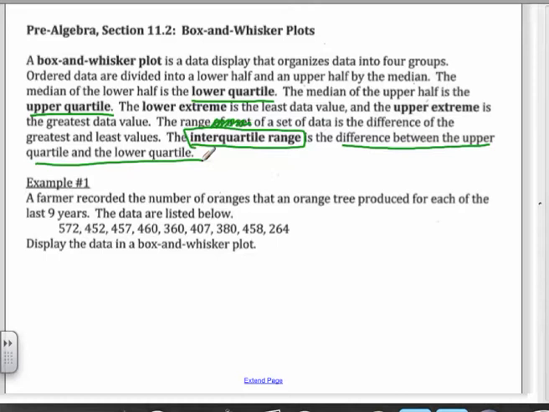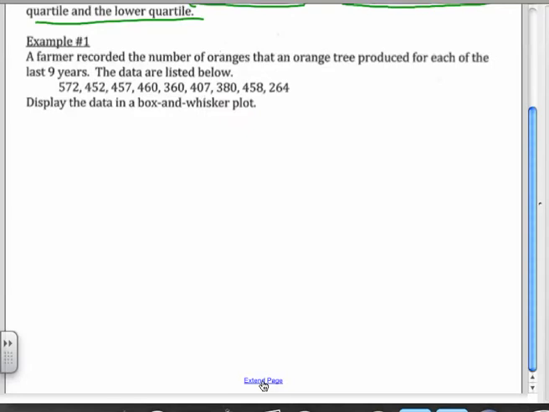So let's look at example number 1. It says a farmer recorded the number of oranges that an orange tree produced for each of the last 9 years. The data are listed below. There they are, 572, 452, and so on. Display the data in a box and whisker plot. All right, so here's what we need to do. Step 1, write them from least to greatest.